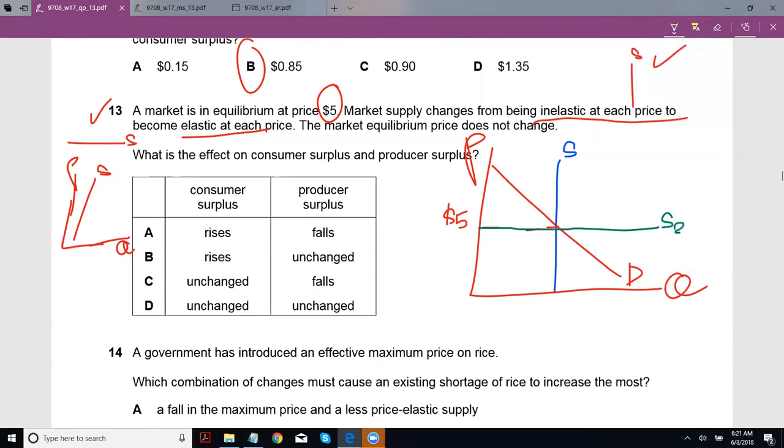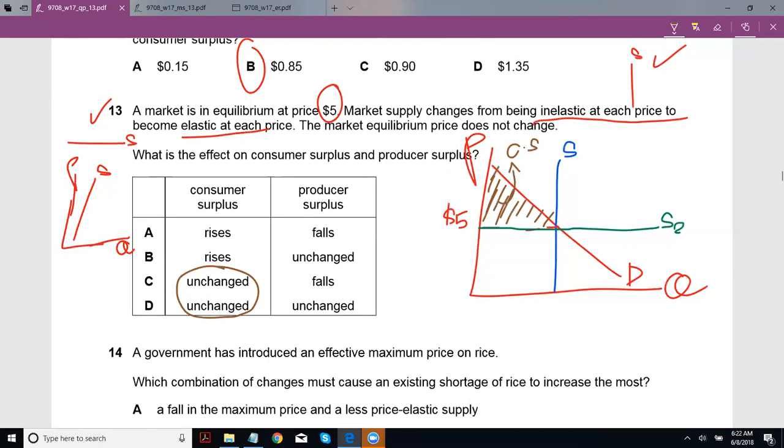So consumer surplus is basically going to be above the equilibrium price but below the demand curve. And because the demand curve has remained unchanged, the consumer surplus would also be unchanged. The demand curve is unchanged, the equilibrium price is unchanged. So it's just going to be this brown area, that's your consumer surplus.